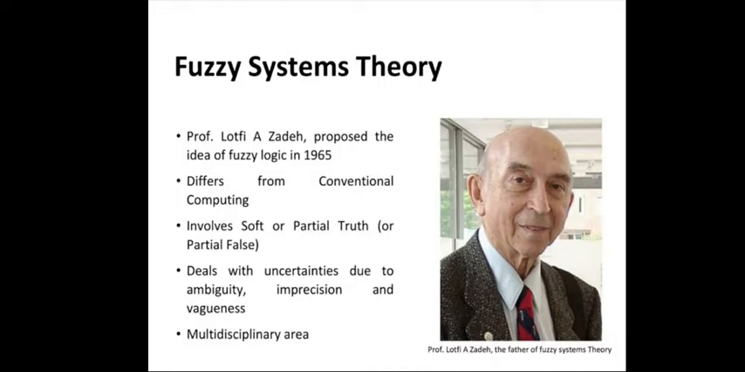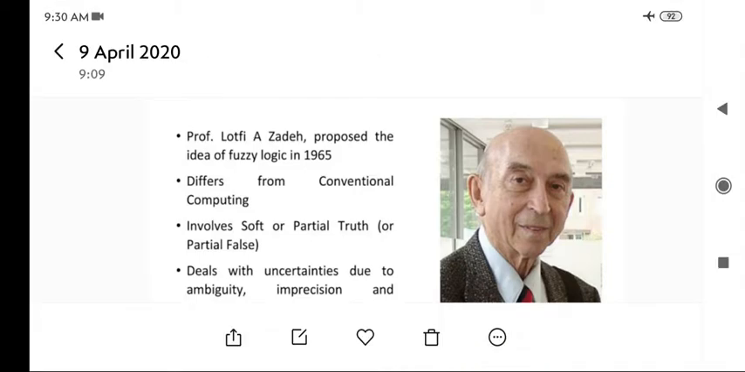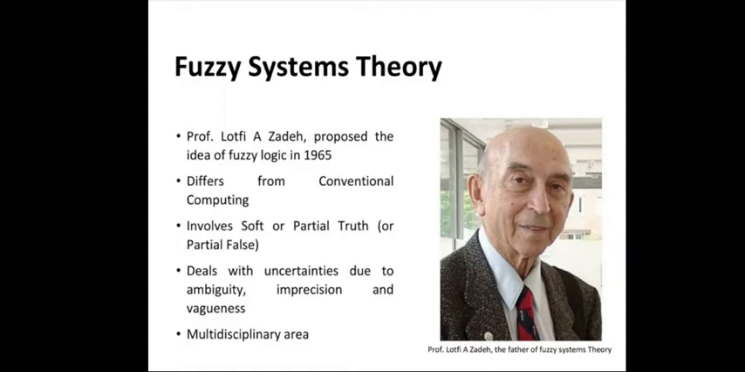Fuzzy system theory also deals with uncertainties, ambiguity, imprecision, and vagueness. These are very special kinds of uncertainties, because they cannot be dealt with by other artificial intelligence agents. So far, we have mainly dealt with uncertainties due to randomness, which can be dealt with by probability theory. This theory is different from uncertainties due to randomness, and that is why fuzzy system theory is well suited for tackling these uncertainties, which cannot be dealt with by probability theory.